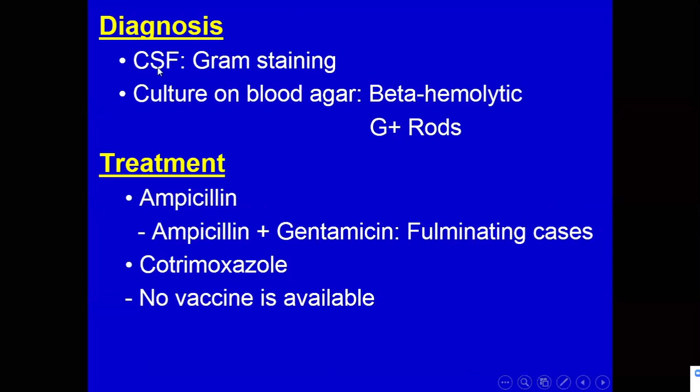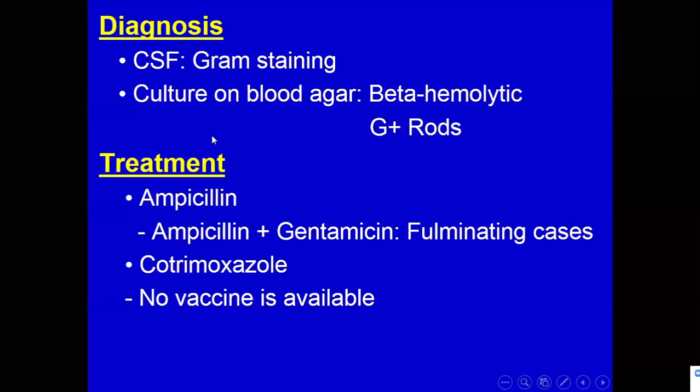Diagnosis, again, as with other microorganisms: from CSF, you can do Gram staining. Culture on blood agar, we said beta hemolytic. And if you do a Gram stain from the colonies, you will find gram-positive bacilli or rods.